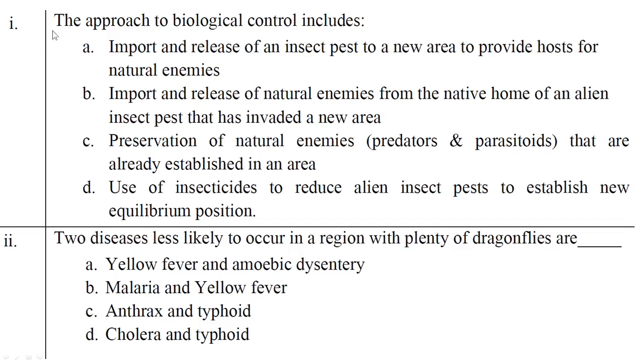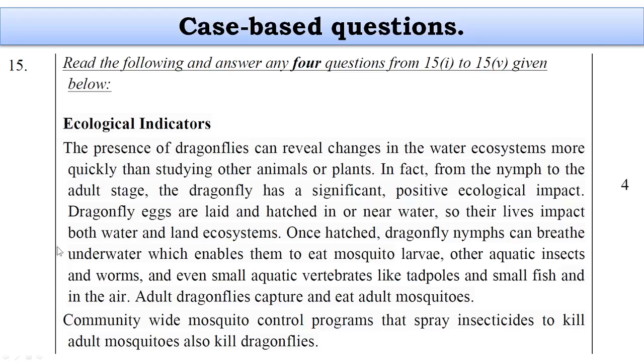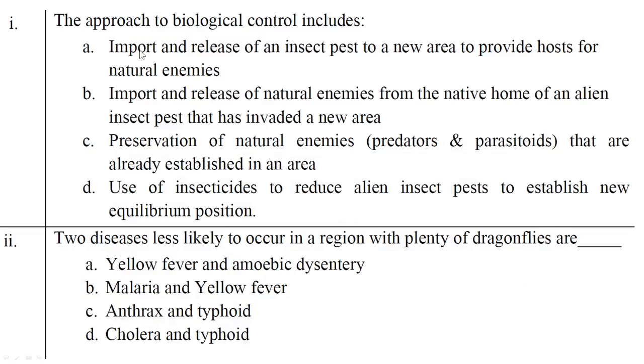Question number one: the approach to biological control includes. Here the main concept they are checking is biological control. We have studied biological control measures, how we control the population of an organism by using another organism or its native enemy. Even though the passage does not say anything about biological control, and only gives information regarding dragonflies, they have straight away asked a question based on biological control, so you should be able to answer it.